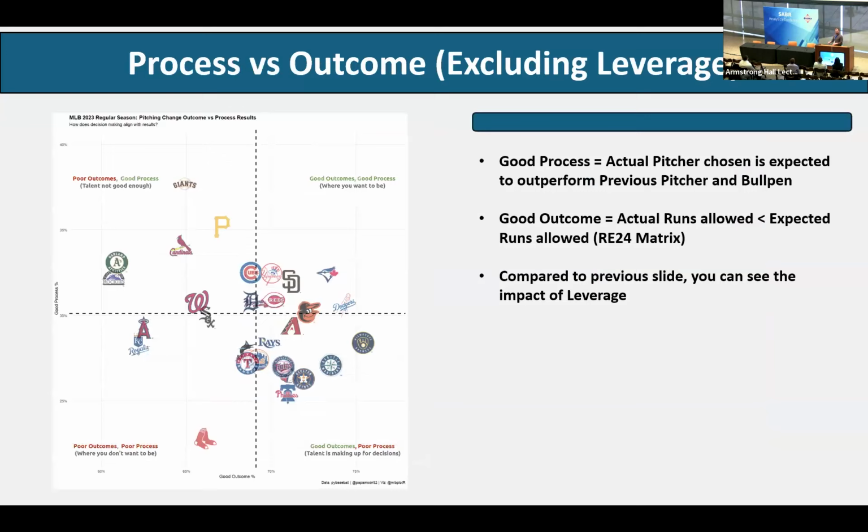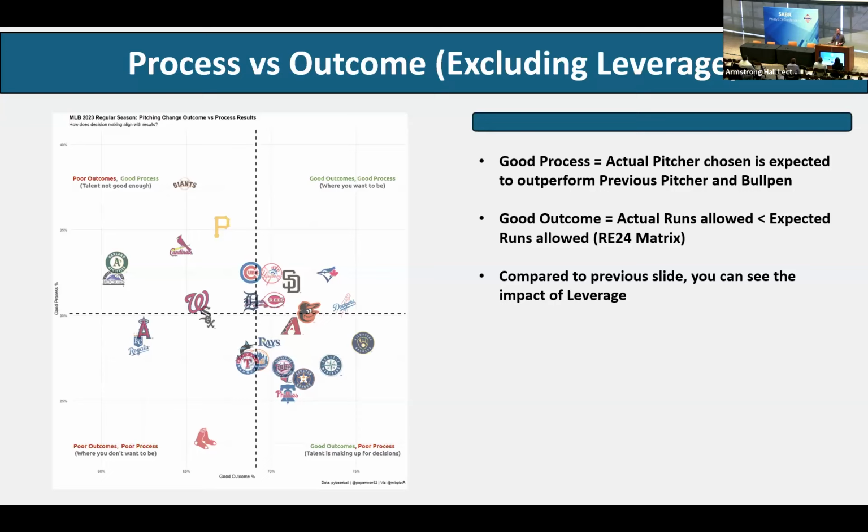First thing I wanted to talk about before going into more detail on the results is, well, what happens if we take leverage out? I broke this out for component 1 by what I'm calling good process and good outcome. Good process would be for every decision when the actual pitcher is chosen and is expected to outperform both the previous pitcher and the median bullpen. And good outcome would be the actual runs allowed from that portion of the decision. And if it was less than the expected runs allowed, then I determined it was a good outcome. You can see good outcome on the x-axis, good process on the y.